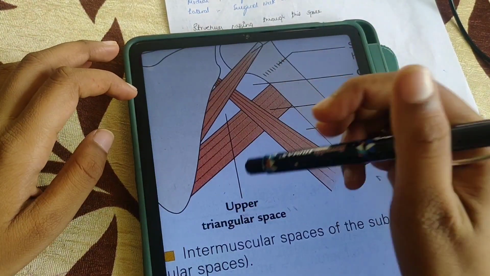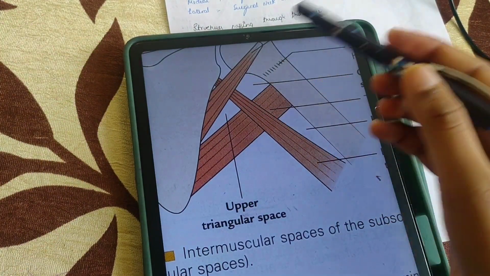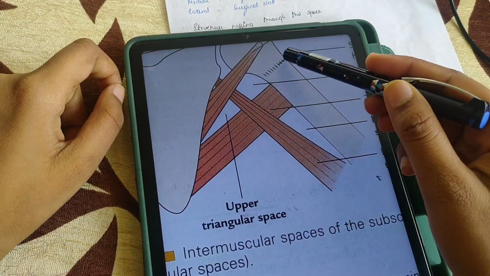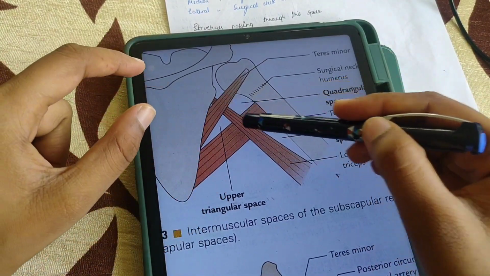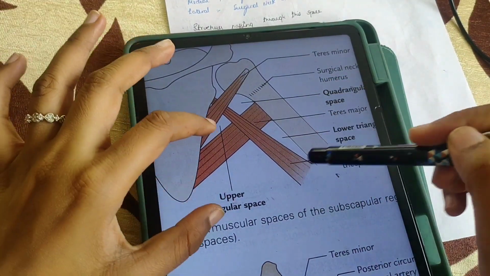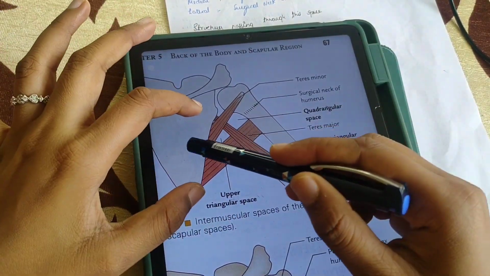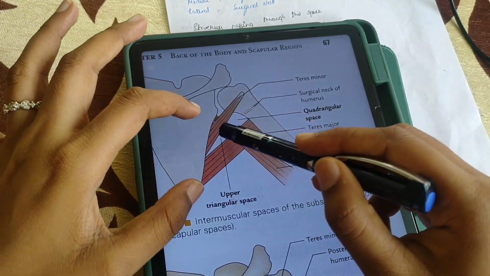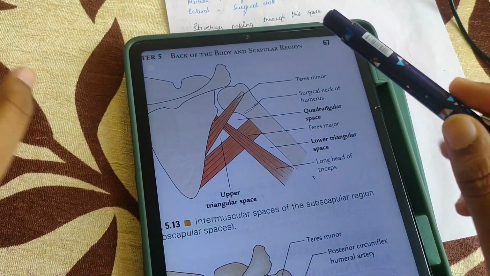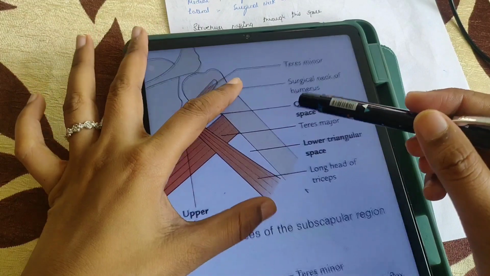The boundaries of the upper triangular space will be superiorly teres minor, inferiorly teres major, laterally the long head of triceps, and the content will be the circumflex scapular artery, which is a branch of the third part of the axillary artery.